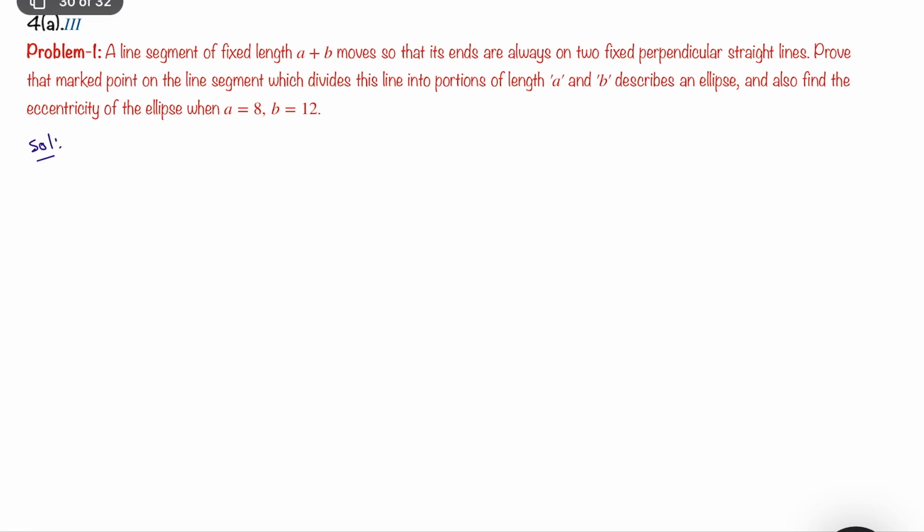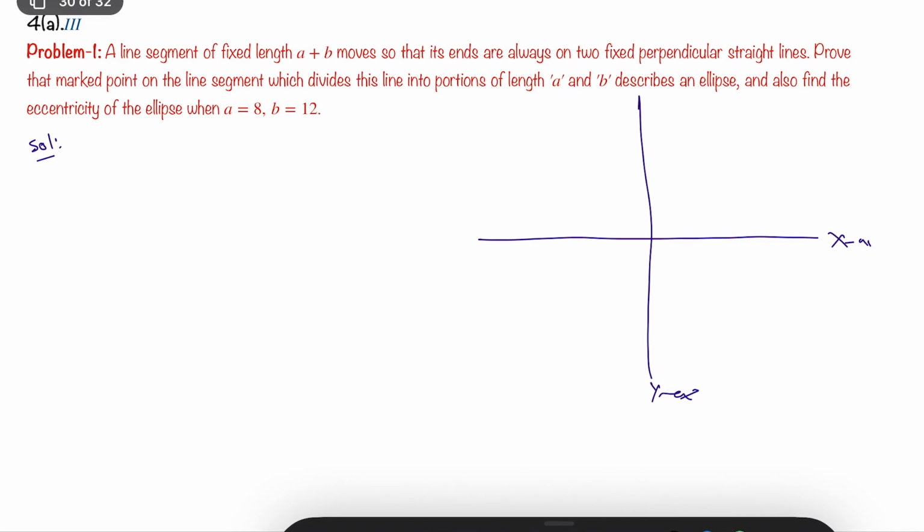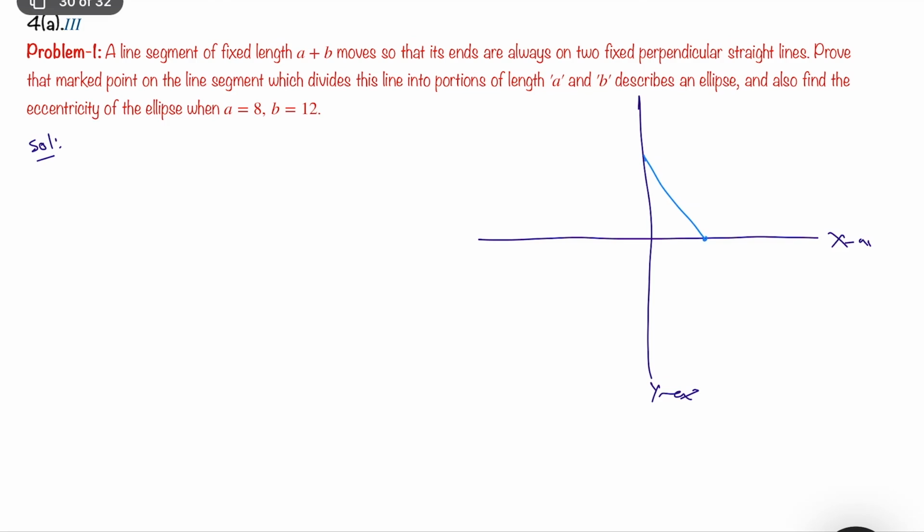For simplicity, let us fix the two perpendicular straight lines to be the x-axis and y-axis. So this is the x-axis, this is the y-axis. Let us say this is our line segment whose ends lie on these two perpendicular straight lines. Let's say one end is A, the other end is B. Since A is a location on the x axis, it must be of the form x1 comma 0. Since B is a location on the y axis, it must be of the form 0 comma y1. Here this line segment is of length a plus b, so AB equal to a plus b.